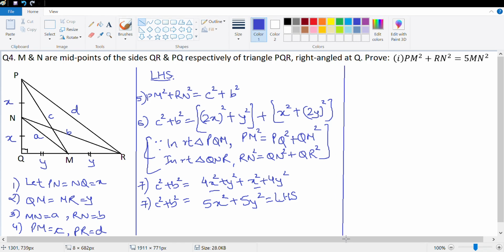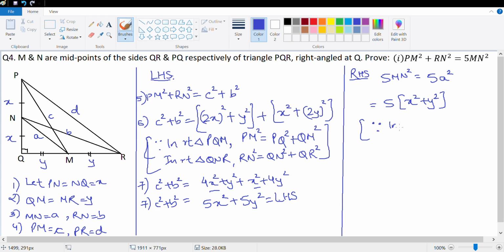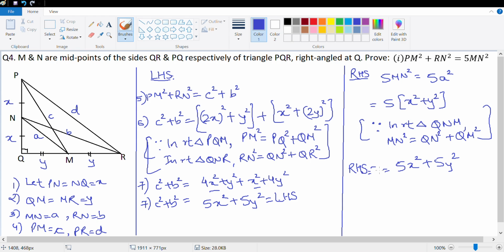Now let's look at the right hand side in the question. The right hand side as per the question is 5MN square, which is equal to 5 times A square, which would be equal to 5 times x square plus y square. The reason for this is that in right triangle QNM, MN square is equal to QN square plus QM square, which is equal to x square plus y square. So 5 times that is 5x square plus 5y square, which is the right hand side. Now since LHS is equal to RHS, hence proved.